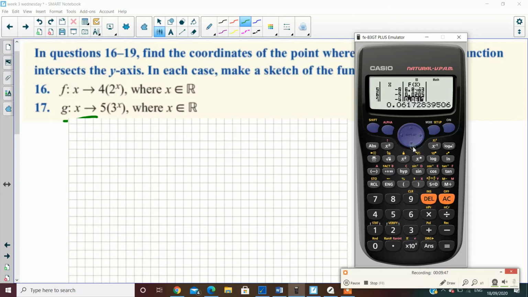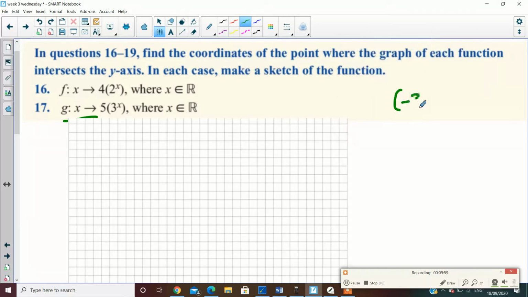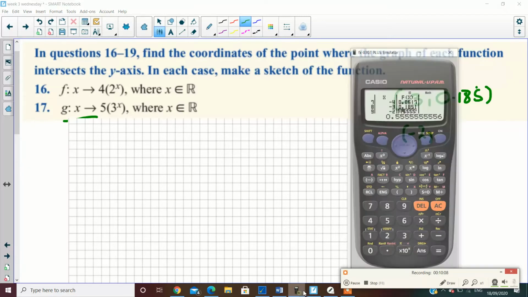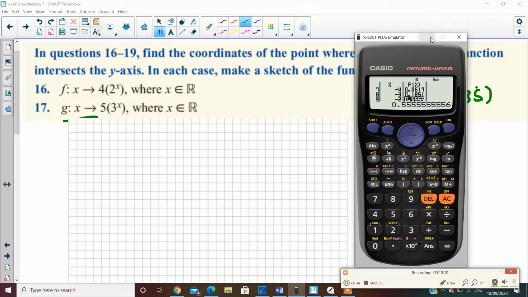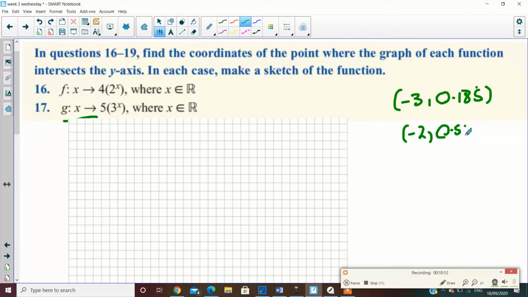All right. The first one I can realistically draw is probably minus 2 and minus 3. Would you agree with that? I can draw minus 3 and round it off to 0.2. So it's minus 3, 0.185. That's going to round off to 0.2 roughly. I have minus 2, and what else is there? 0.55. Okay, no worries. Or 0.56 when I round it.